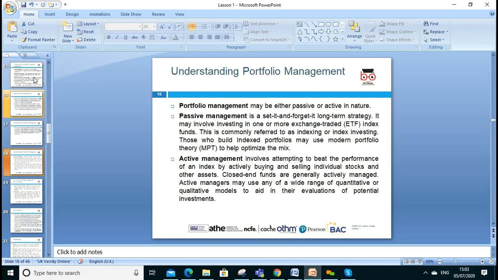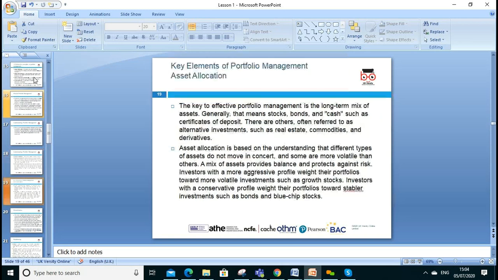Index funding is one of the approaches, referred to as indexing or index investing, and those who build an index portfolio may use modern portfolio theory, MPT, to help optimize the mix. Active management involves attempting to beat the performance of the index by actively buying and selling individual stocks and other assets. Closed-end funds are generally actively managed.